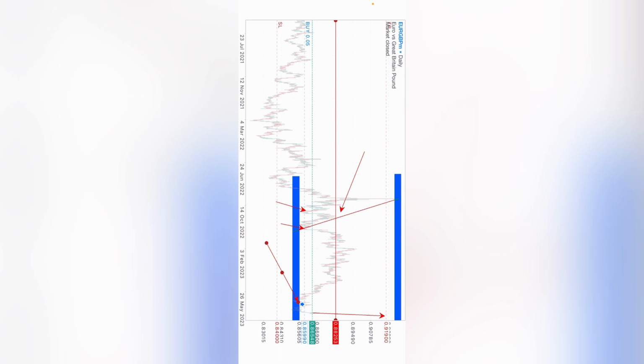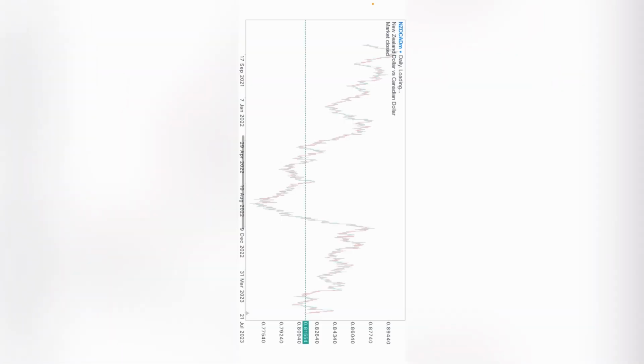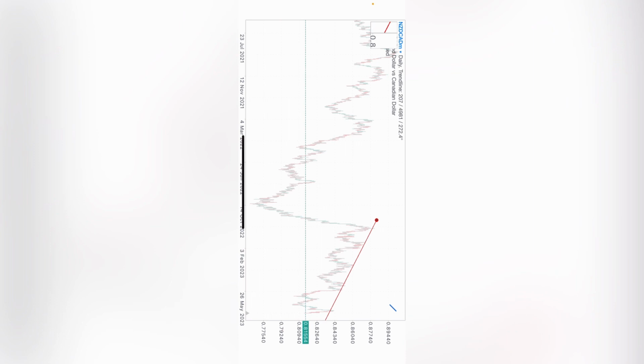Today's business is how to spot and execute trades on channel chart patterns. So let's go to today's business. We'll be using New Zealand dollar, Canadian dollar. I think I can just put a falling channel there.